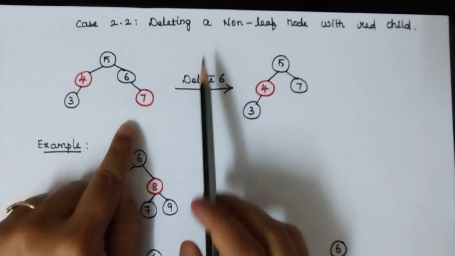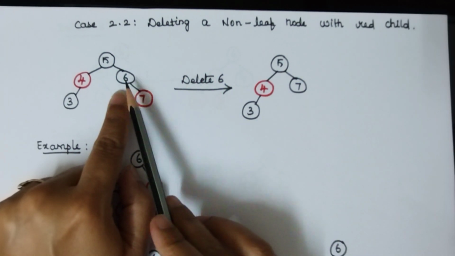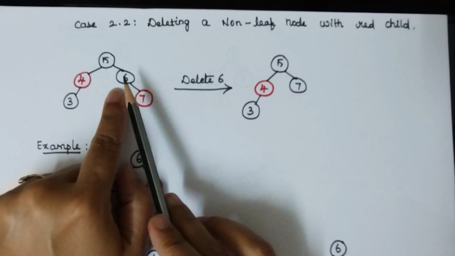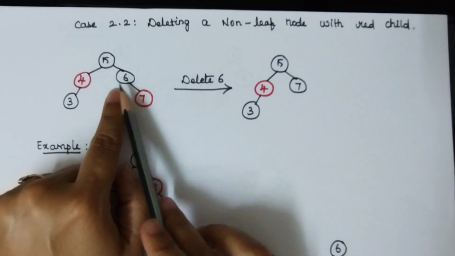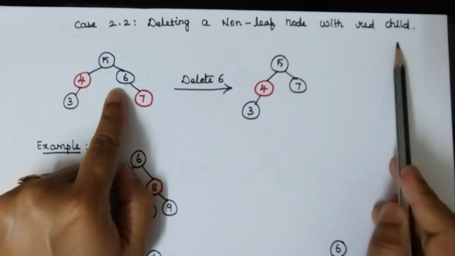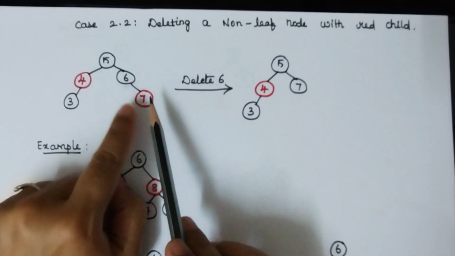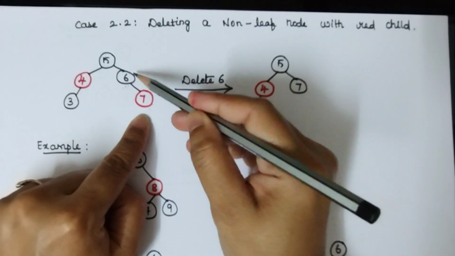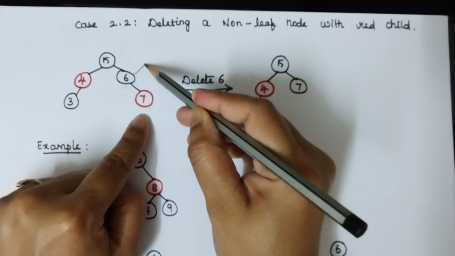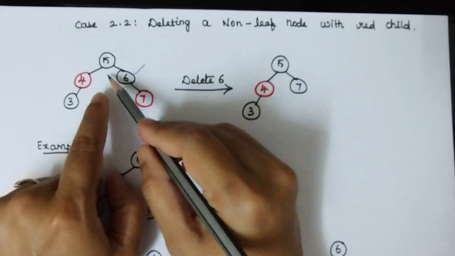You can see here I want to delete the node value 6. Here is an example. The node 6 is black in color, which is a non-leaf node, because you can see it has one child node. And what is the color of its child? It is red. If the non-leaf black node that I need to delete has a red child, then how do I perform deletion? In this case, swap the node value with its child. After doing the swapping, you can directly delete the node.